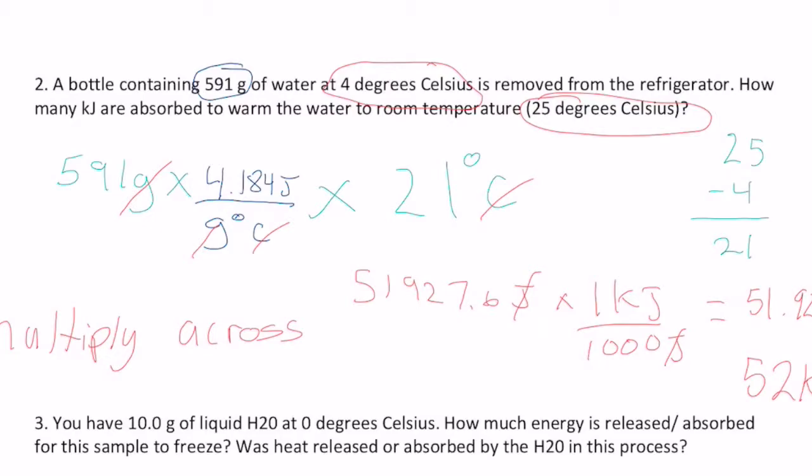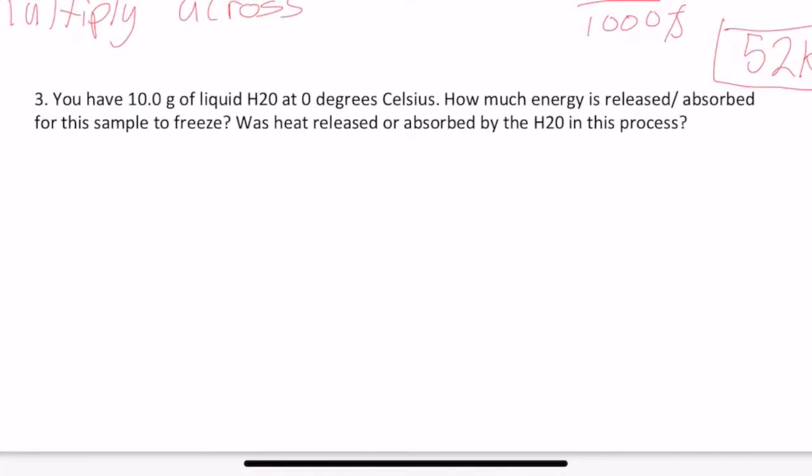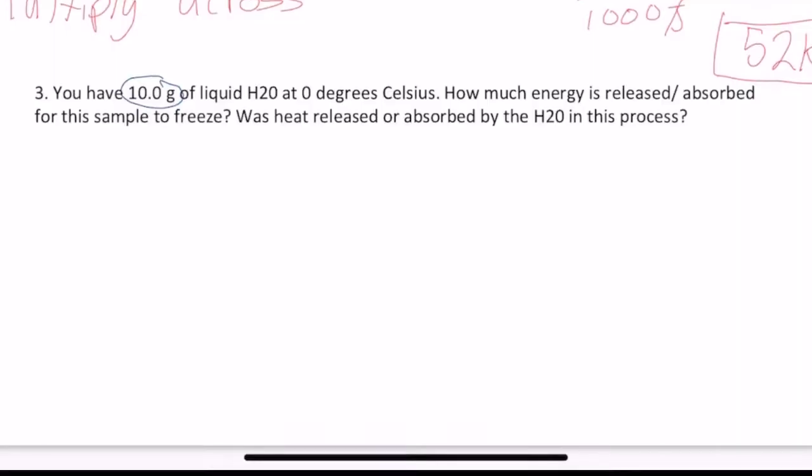Alright, on to the next one. Okay, so number 3, you have 10.0 grams of liquid H2O at 0 degrees Celsius. So go ahead and start circling what you need to do. How much energy is released or absorbed for the sample to freeze? Was heat released or absorbed by the H2O in the process?